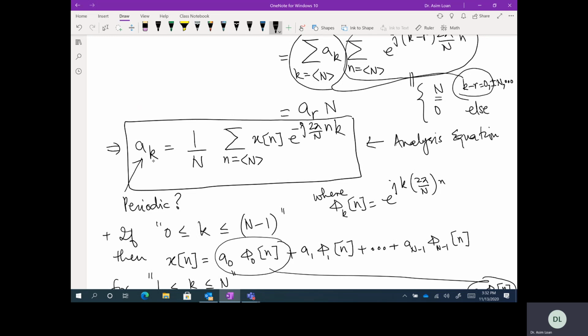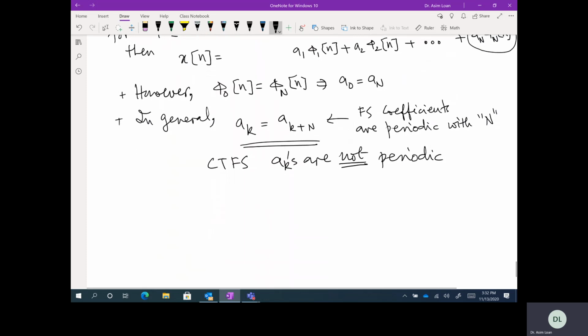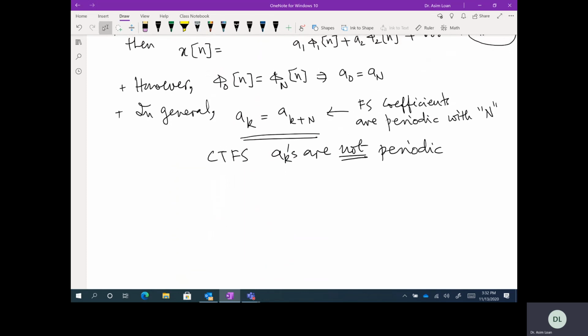And we can actually prove it here too, because if I change this k to k plus n, I'll still get an exponent which is this one times an exponent which evaluates to 1. So I can actually prove from here that these are also periodic. So the a_k's for the discrete time Fourier series are periodic. Why? Because this is a discrete time signal, and the complex exponentials are not infinitely many. There are only n distinct discrete time complex exponentials.